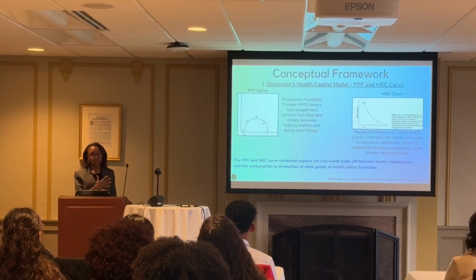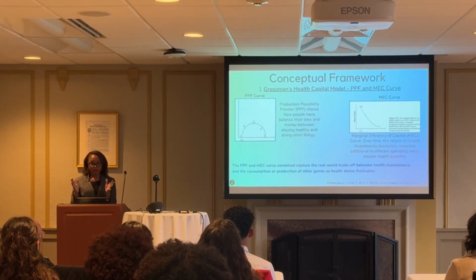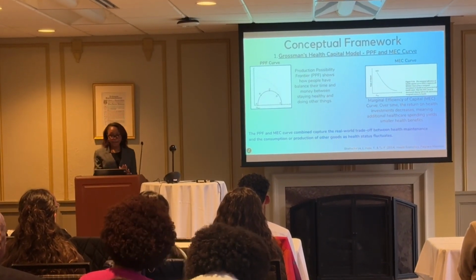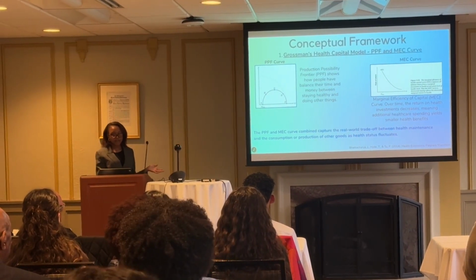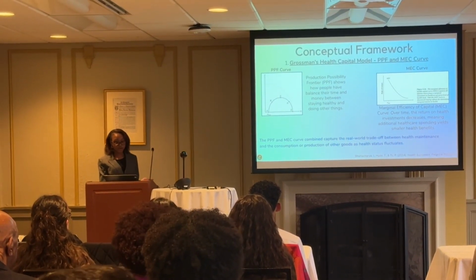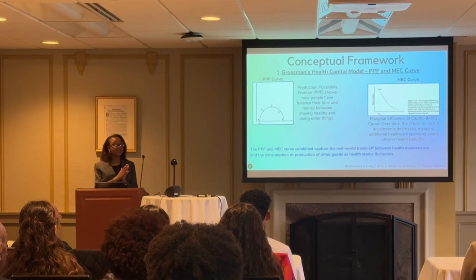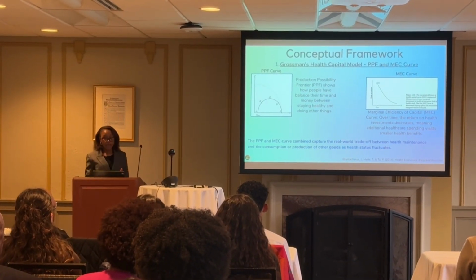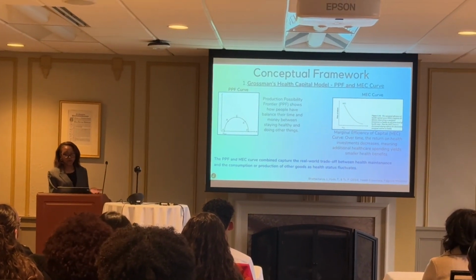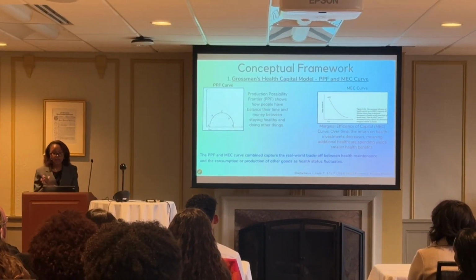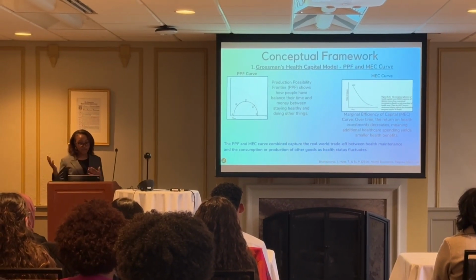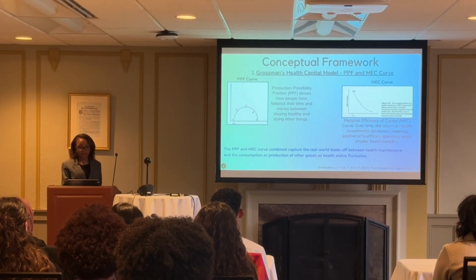that can be used to explain the underlying economic theory behind the research question. And so the first one is Grossman's health capital model, where here we're looking at the production possibility frontier curve, which shows how people balance their time and money between staying healthy and doing other things. And then the marginal efficiency of capital curve, which explains how over time the return on health investments decreases, meaning additional healthcare spending yields smaller benefits.